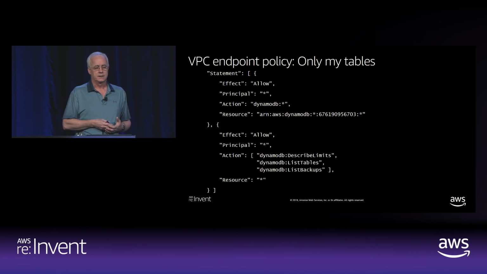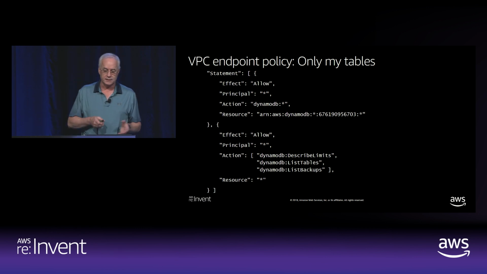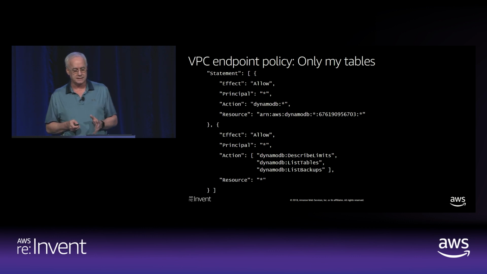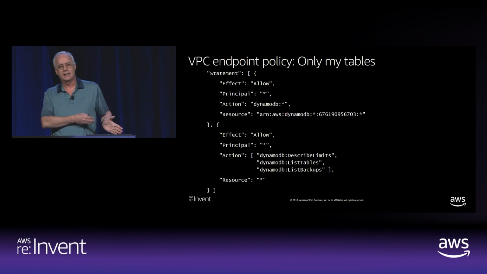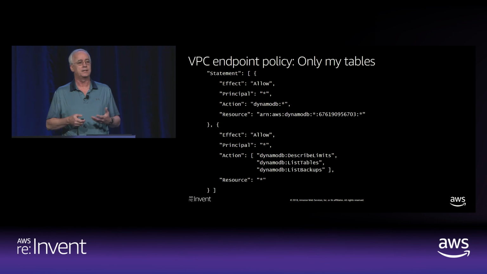But let's assume you're going to write a VPC endpoint policy that says, I only want my own tables to be accessed. In this case, I'm in account 676 blah, and in that account, I only want users to be able to access tables from that account. So I put in a policy that says allow principal star, so I don't care who the principal is, access to any DynamoDB API, as long as the resource is an ARN that has a star in the region, and I'll explain why in a second, and a star at the end. So I don't care whether it's a table or an index or a backup or a stream. Any DynamoDB resource in that account is allowed to be accessed. This prevents someone from accessing a DynamoDB resource in another account.